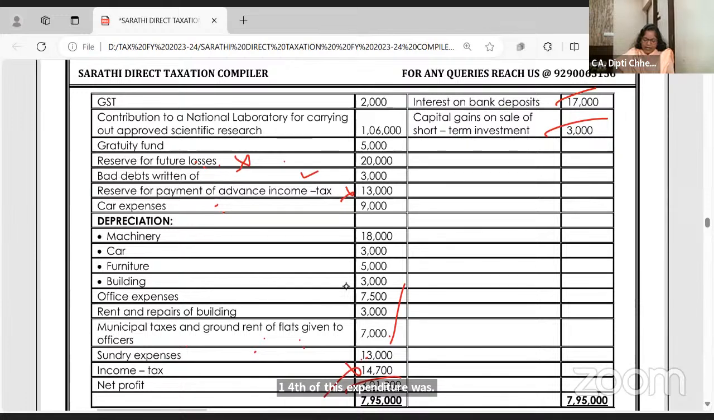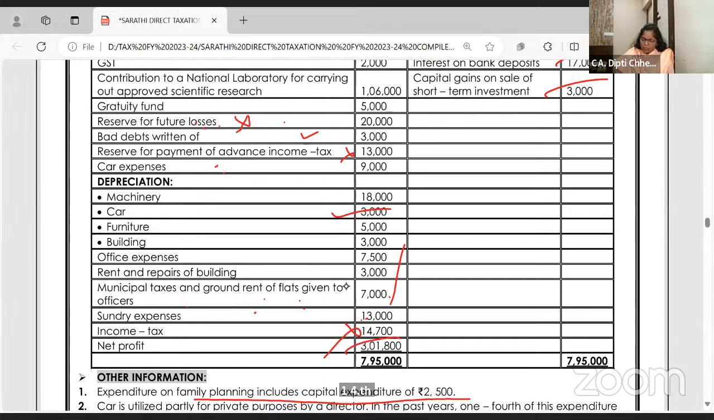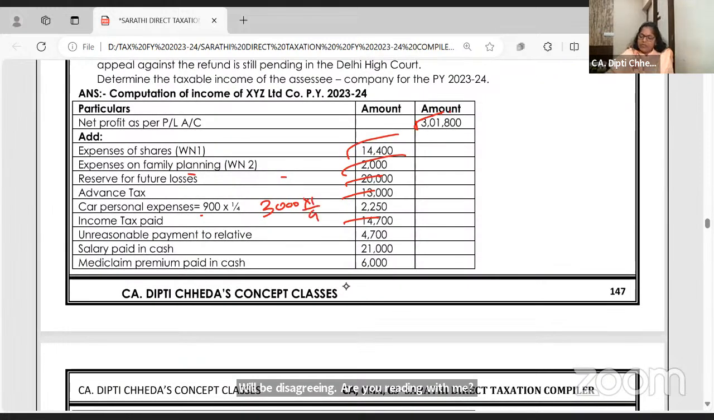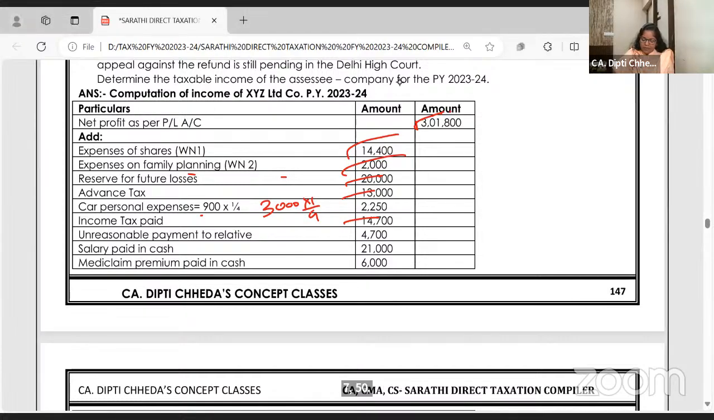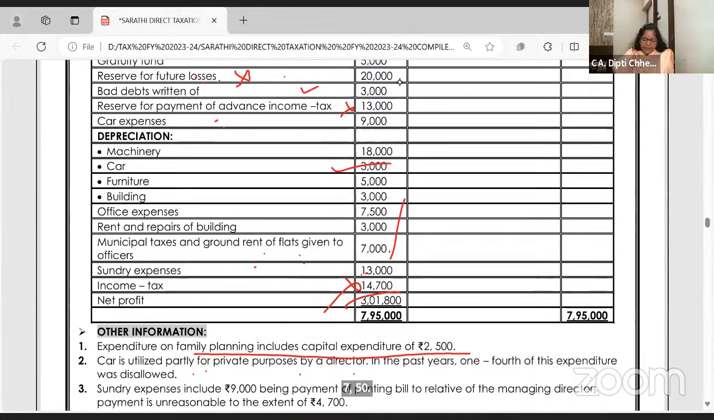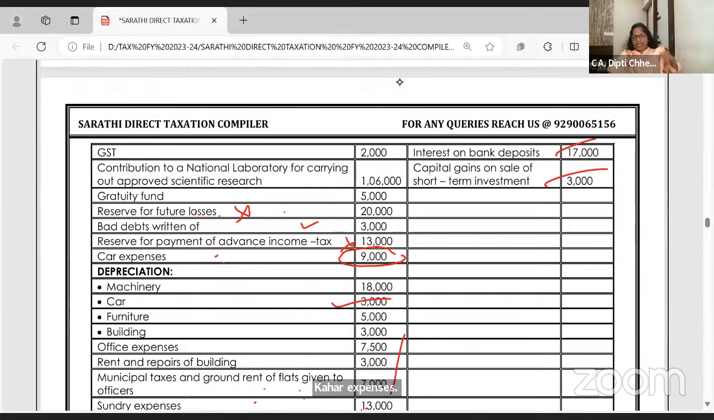Okay. So look at the car related expense. Car depreciation 1/4. Car repairs and maintenance will also be there, that also we will disallow. Are you reading with me? Car is 3,000, 1/4 of that. How much does it come to? 1/4 of 3,000 is 750. Car expenses. Yeah, okay. I took depreciation on car because that also we will take.